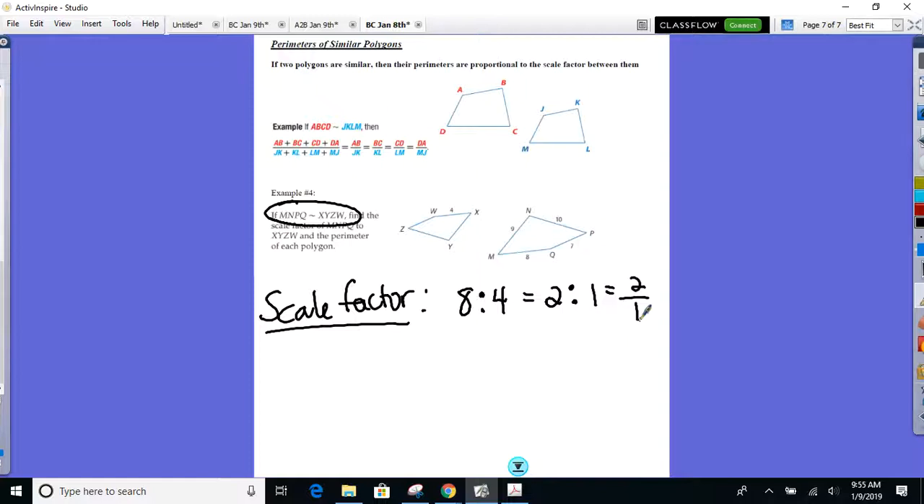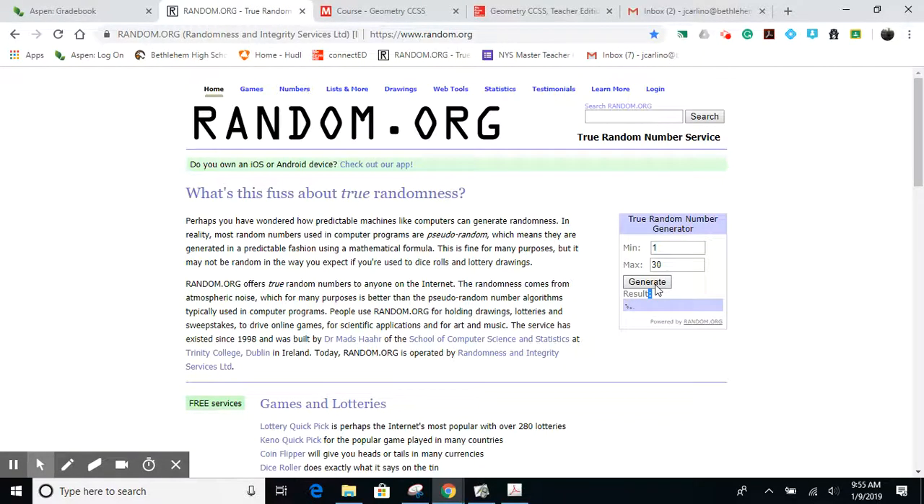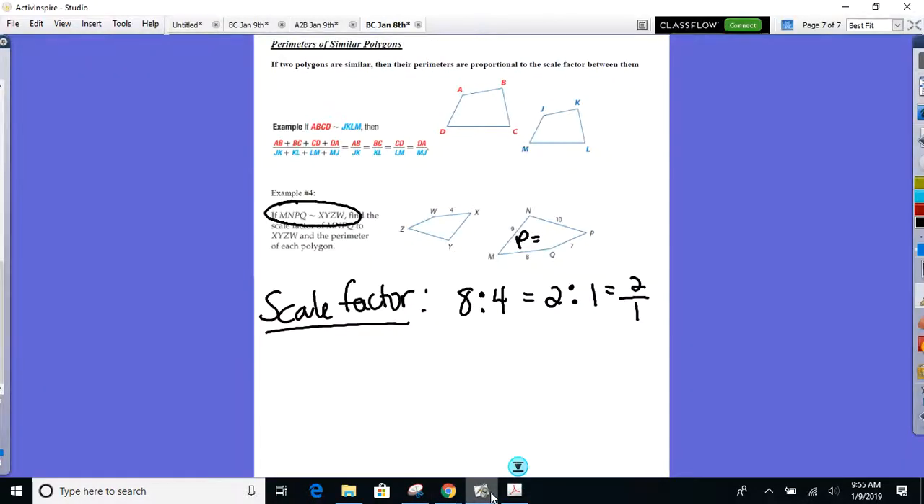All right. Last part, what's the perimeter of each polygon? Can we go to the large one first? Because that's already done for you. 23, what's the perimeter of the large one? Yep, 34. Now, how can I get to the perimeter of the smaller one?